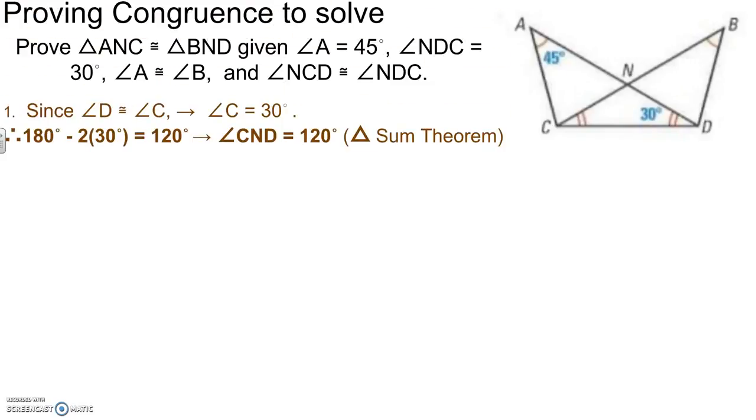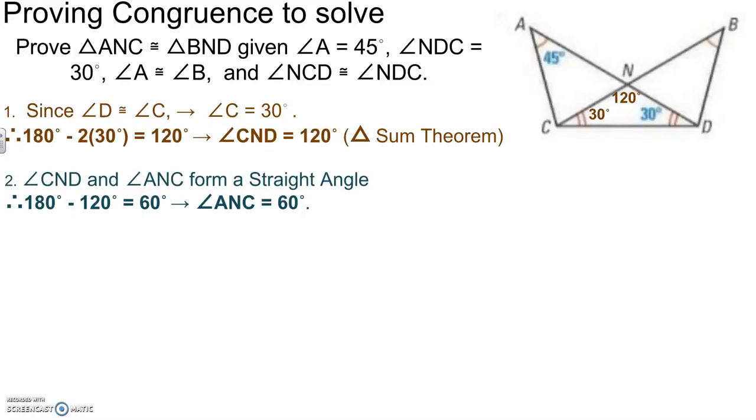Since angle D is congruent to angle C, then angle C is 30 degrees, right? Then I could say 180 minus 2 times 30 degrees, and that will give me angle CND as 120. So that's our triangle sum theorem. I could fill this in. It's good to fill in your diagrams as you're working. So I have a 30 degree angle here and 120 degrees, thus making 180 degrees.